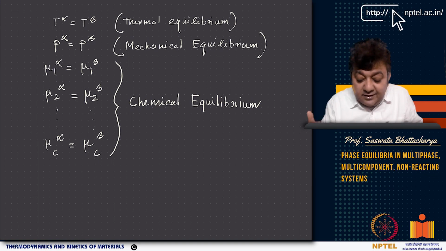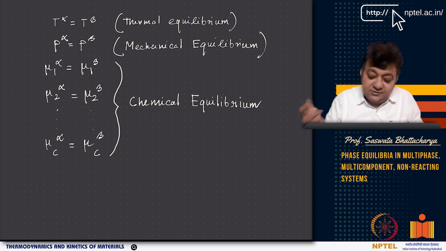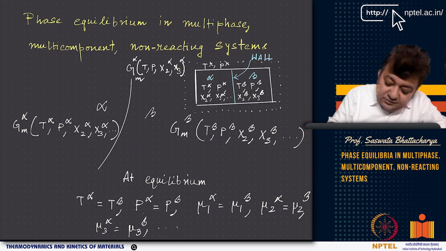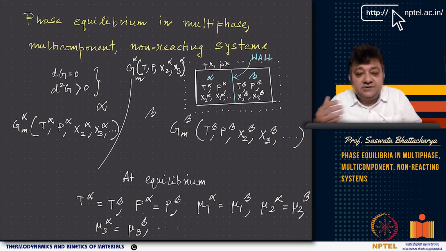So basically, we are now looking at Gibbs free energy minimization when the system is in contact with a surrounding which is nothing but an infinite thermal and mechanical reservoir. In such cases, we use the Gibbs free energy, and we look at Gibbs free energy minimization. When we look at total Gibbs free energy minimization, ultimately what we are looking at is dG equals 0 and d2G greater than 0. And G is a function of G alpha and G beta, so it's a summation.